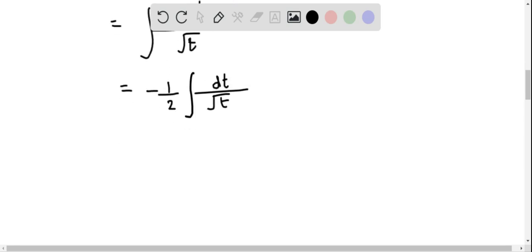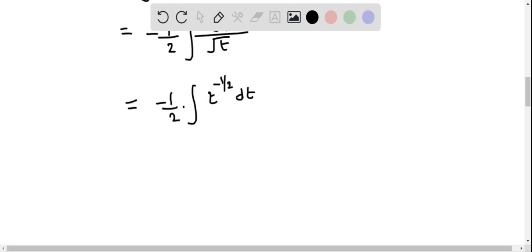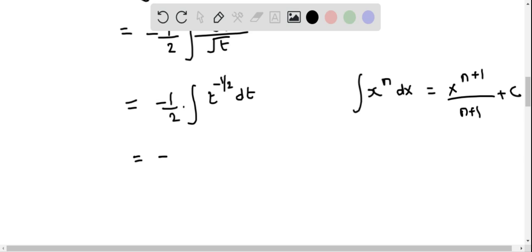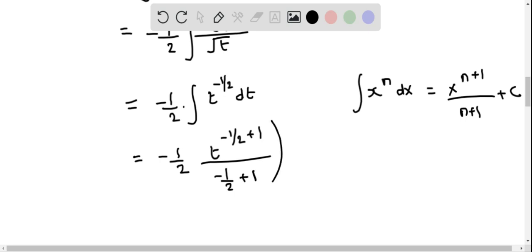Now we just have to integrate only the 1 over root t, and this could be considered as t raised to the power of negative 1 by 2 dt. We now apply the power rule, which says that if you have an integral in the form of x raised to the power of n dx, the rule says it is equal to x raised to the power of n plus 1 over n plus 1 plus the constant of integration c. So this is equal to negative 1 by 2 t raised to the power of negative half plus 1 divided by the same component, that is negative half plus 1.